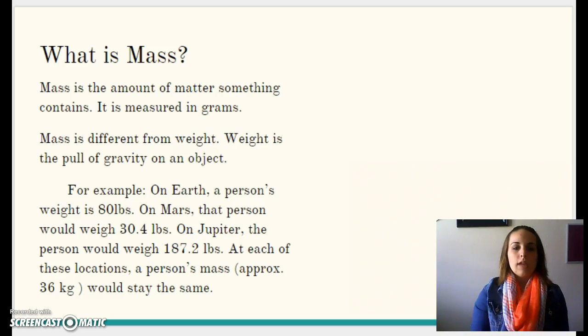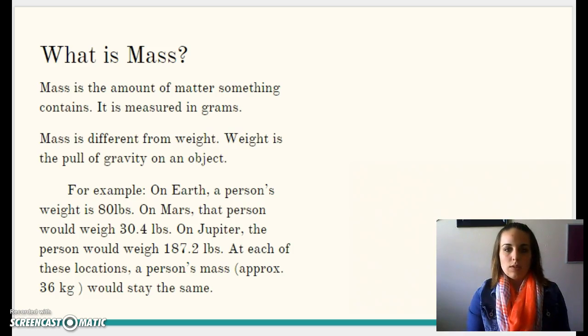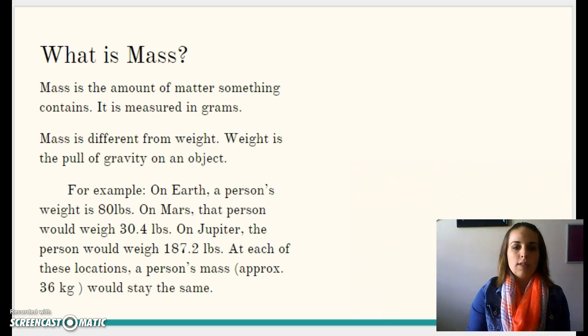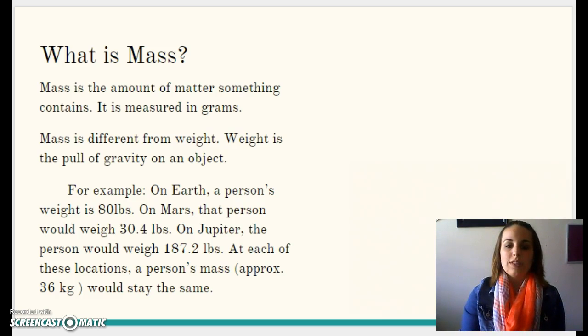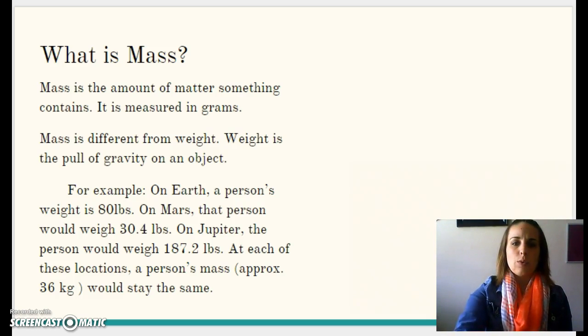So, for example, at the bottom of the page here, if on Earth a person weighs 80 pounds and then decided to travel to Mars, that person would then weigh about 30 pounds. And then if they went to Jupiter, they would weigh about 187 pounds. But no matter where they were at, their mass would always stay the same, and it'd be about 36 kilograms. So mass is universal. It would always stay the same.